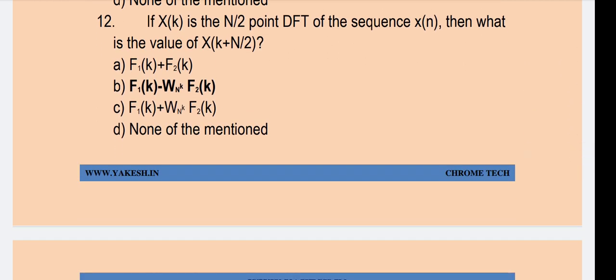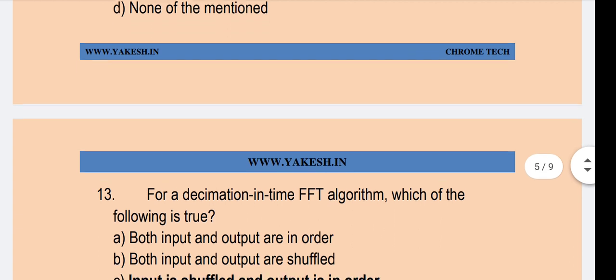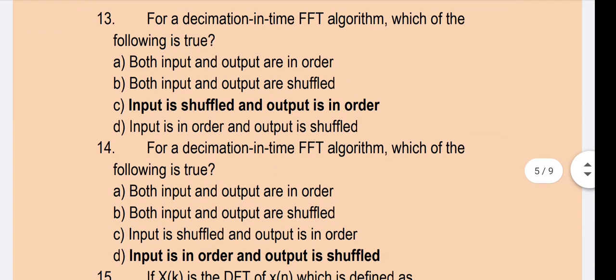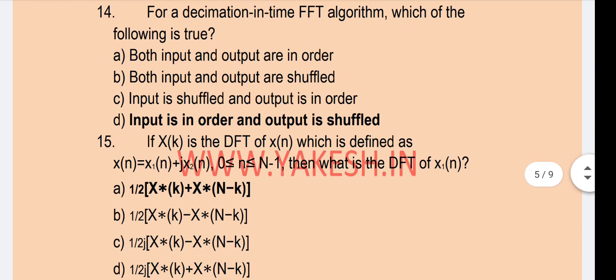If X(k) is the N/2-point DFT of the sequence x(n), then what is the value of X? Option B is the correct answer. For the decimation in time FFT algorithm, which of the following is true? Option C. Input is shuffled and output is ordered. For the decimation in time FFT algorithm, which of the following is true? Option D. Input is ordered and output is shuffled.